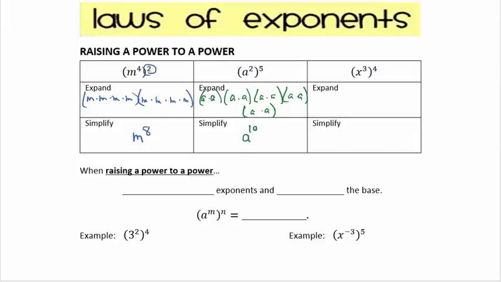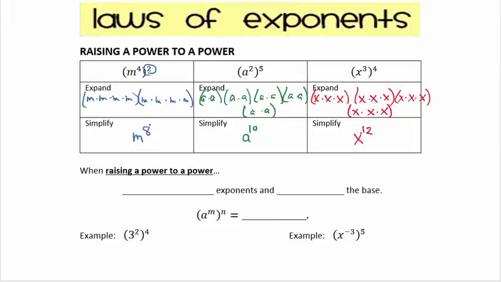All right, and then our last example is x to the 3rd raised to the 4th. So I have 4 x to the 3rds. So x to the 3rd means x times x times x. And I have 4 of those. And this is all multiplication. So my base is x, and I have 3, 6, 9, 12 total.